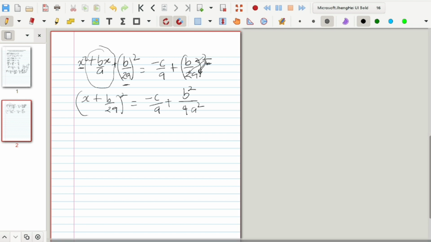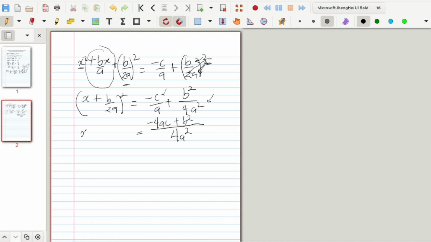Next, on this line you find the LCM. On this side find the LCM. LCM of a and 4a squared is 4a squared. 4a squared divided by a is 4a. That's 4a times minus c, that's minus 4ac. 4a squared in 4a squared is 1, times b squared is b squared. Then you still repeat this on this side.